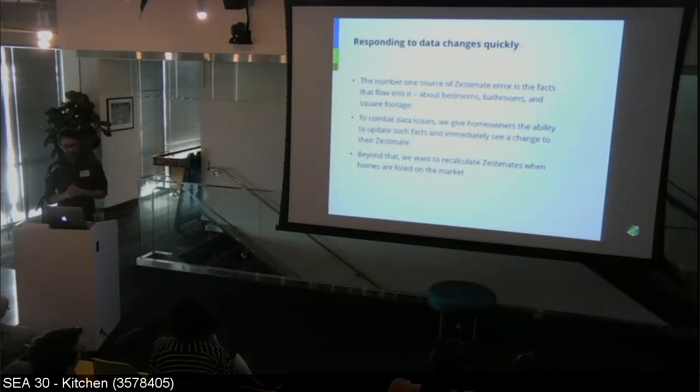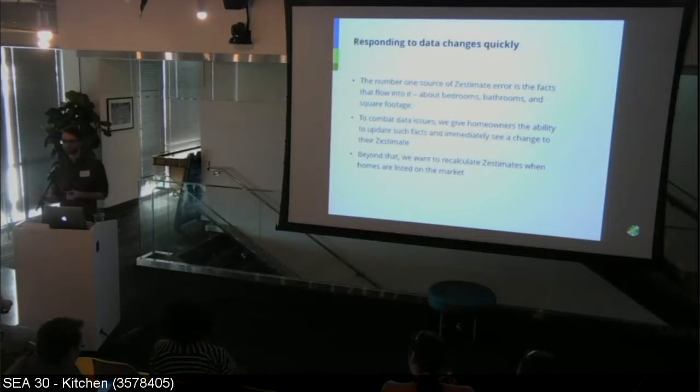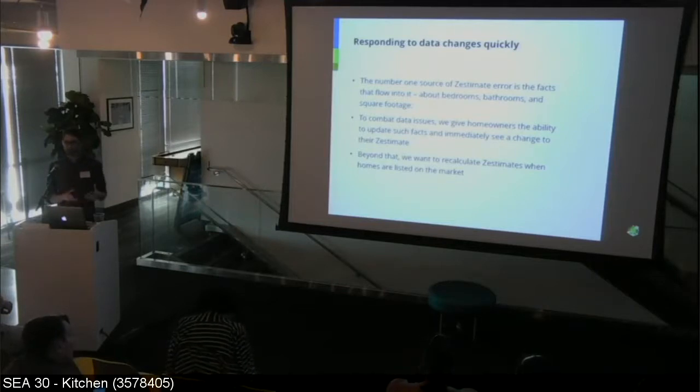Beyond that, what we want to do is actually recalculate estimates when homes are listed. So you can imagine a home's been off the market for 20 years. The person that owns that home is not really interested in interacting with Zillow.com and updating their facts. But as soon as that home goes on the market, the facts are updated. You want your home to be represented accurately when you're trying to sell it. And so this is another important problem that we want to solve.